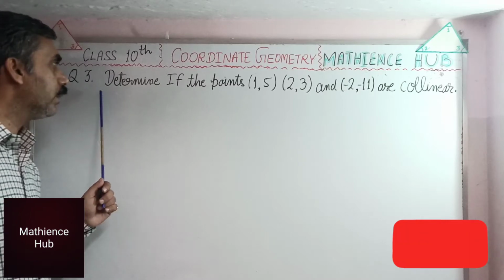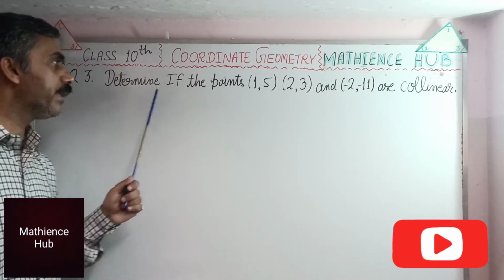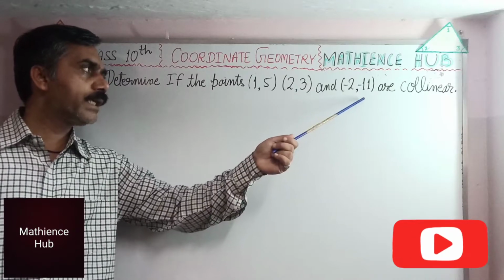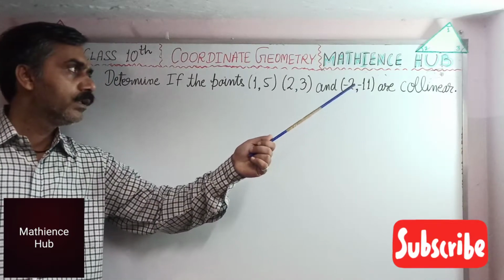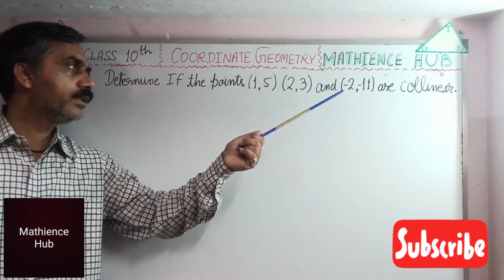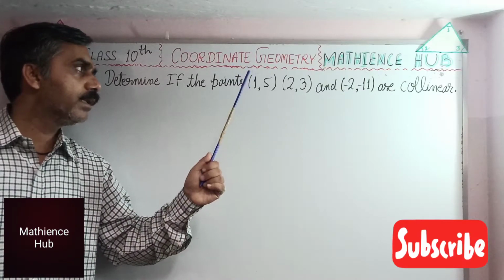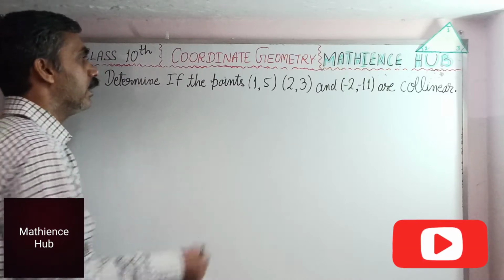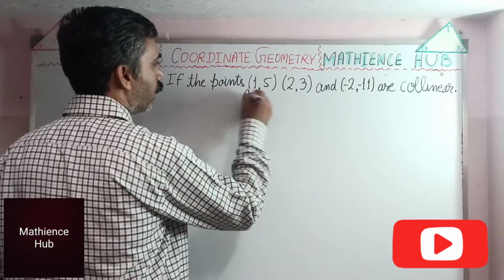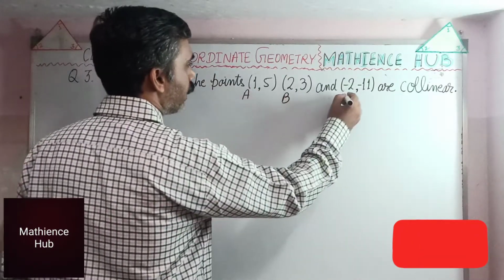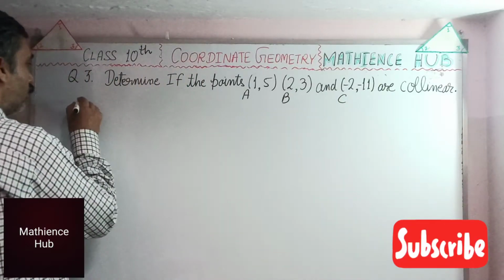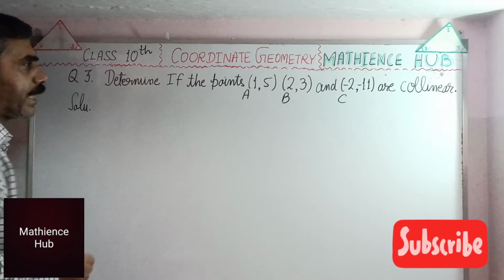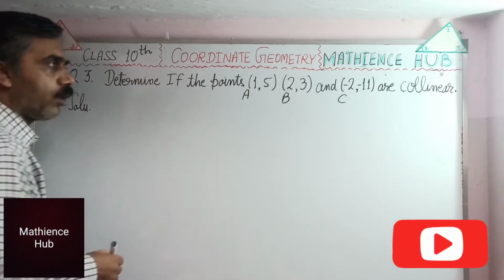Question number 3 of the NCERT book. Determine if the points (1, 5), (2, 3) and (minus 2, minus 11) are collinear. We see, any three points are collinear when they are in a straight line. We name the points A, B and C. By using the distance formula, we check whether the points are collinear or not.